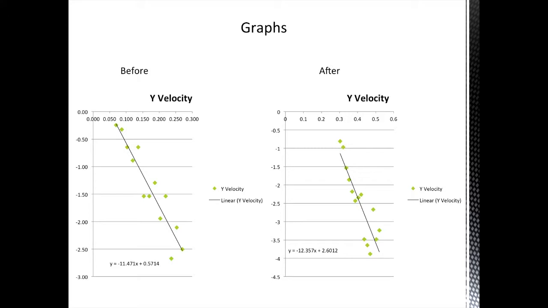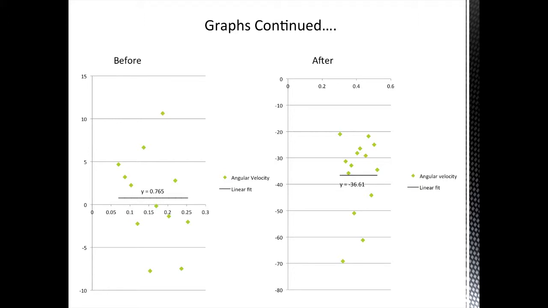These next two graphs show the angular velocity before and after the marker's collision. Before the collision, the angular velocity stays very near zero. This is because the marker has no spin when it is initially dropped and does not experience any torque which would cause it to start spinning. However, after the collision, the angular velocity is much lower, negative 36.6 radians per second. This great change in angular velocity is again caused by the force exerted by the magnet on the marker, which generates a torque, causing the marker to start rotating.